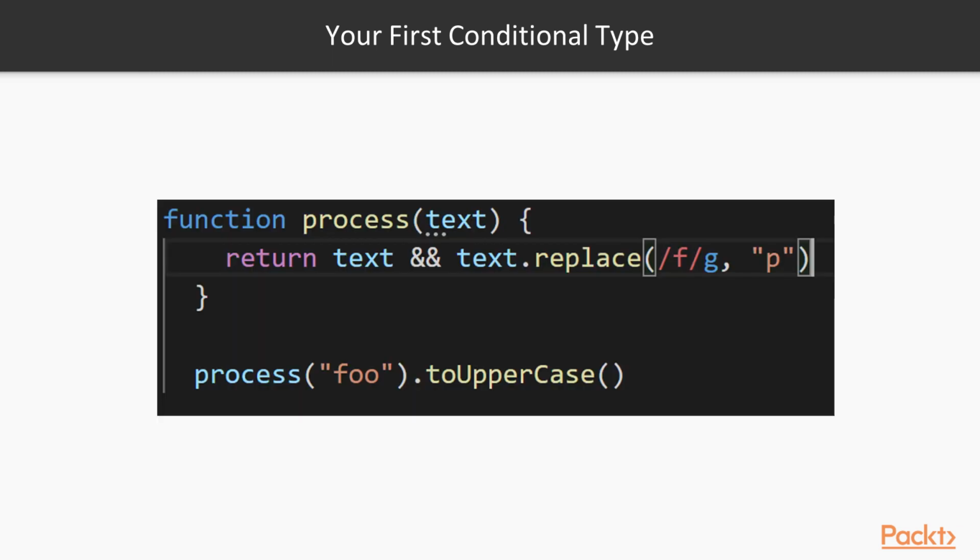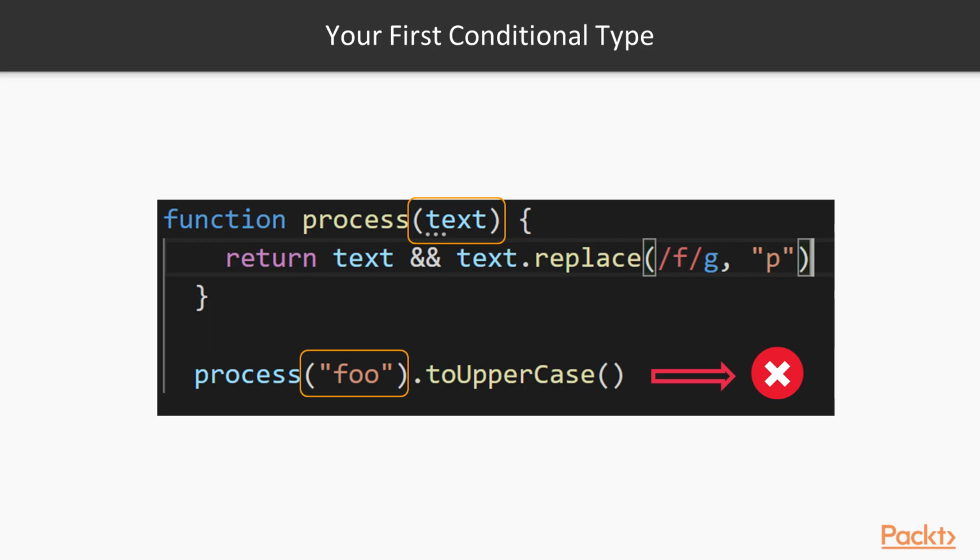Let's start by looking at the following plain JavaScript code. Reading the code, it is clear to us that the toUpperCase method call is safe. We can tell that whenever a string is passed into the process, a string will be returned. But notice that we could also pass something like null into the function, in which case null would be returned. Then calling toUpperCase on the result would be an error.